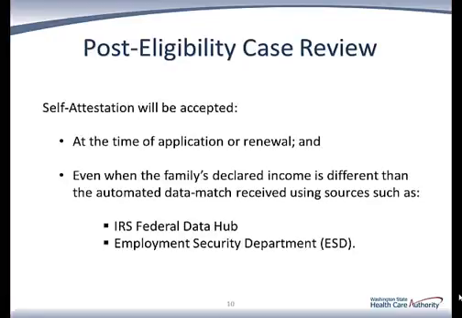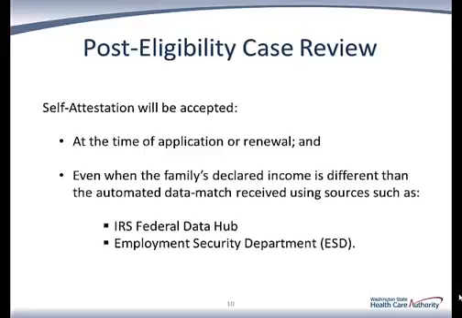While the HCA allows for automated data matching, we know that income information received through verification systems, such as the IRS or Employment Security Department, could be outdated. For example, depending on the time of year an application for health care coverage is submitted, this income information could be up to 15 months old, such as an IRS tax return. For this reason, the Healthcare Authority allows families to self-attest to their income at the time of application and renewal, even when the data match does not match the family's reported current income.